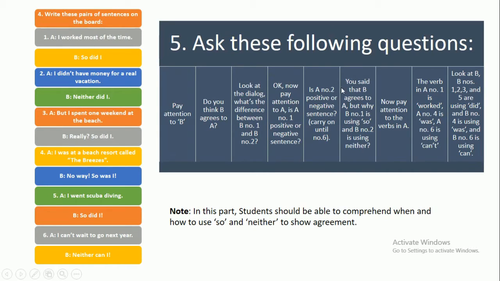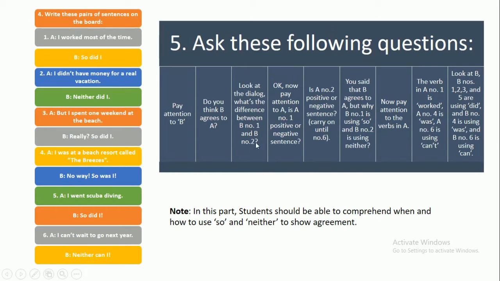And after that, teacher will say, you said that B agrees to A, but why B number 1 is using so and B number 2 is using neither? Because 1 is positive and 2 is negative. Very good. Now pay attention to the verbs in A. The verb in A number 1 is worked. Yes. And A number 4 is was. Yes. A number 6 is using can't. Okay. Now look at B. B numbers 1, 2, 3 and 5 are using did. Yes. Okay. And then B number 4 is using was and B number 6 is using can.